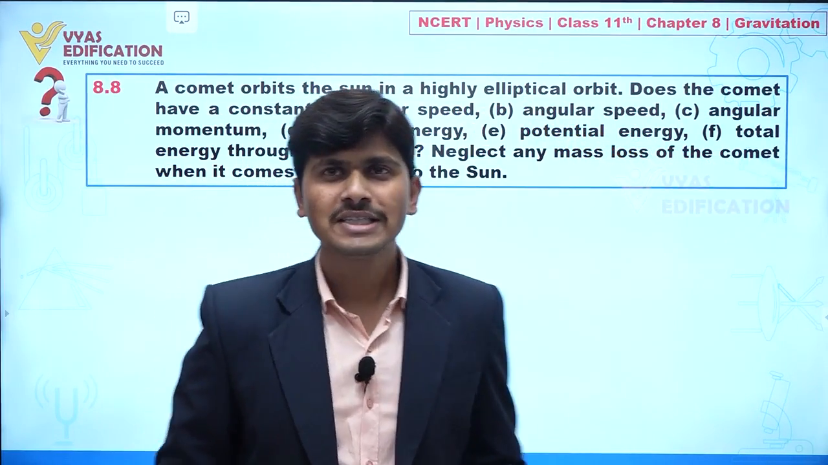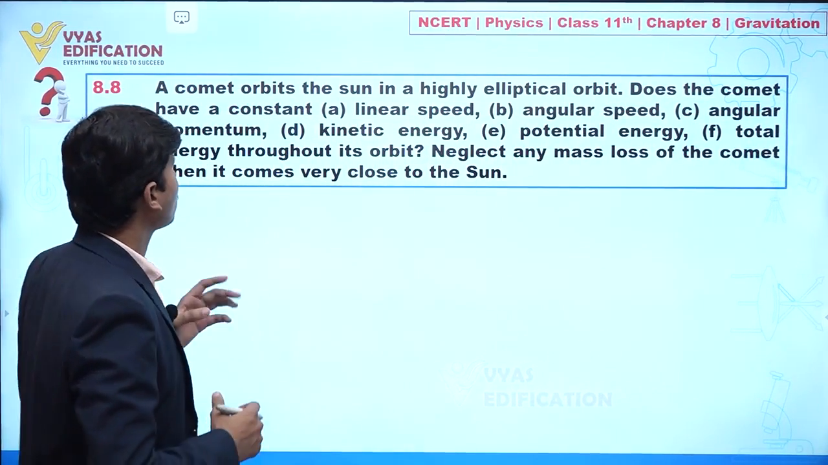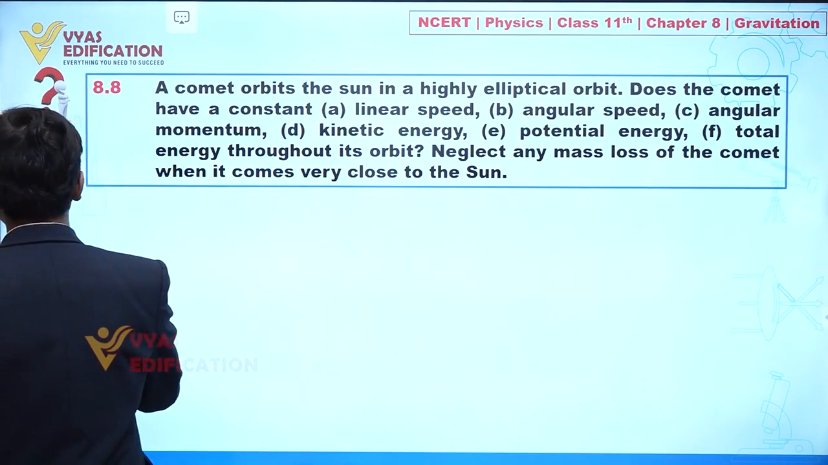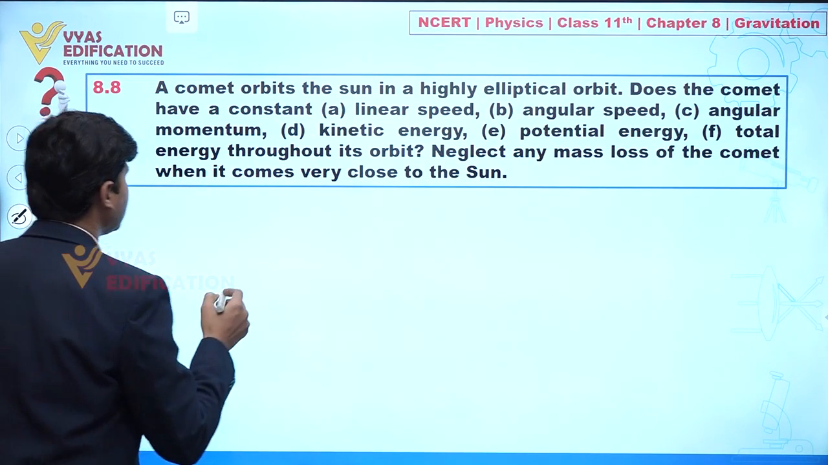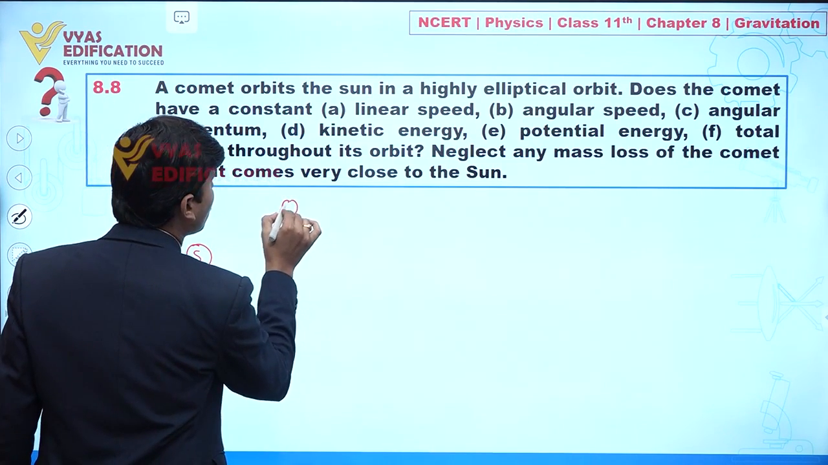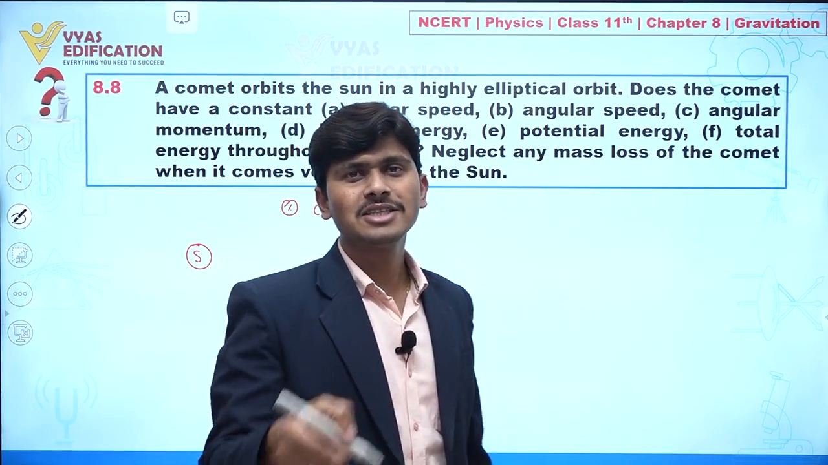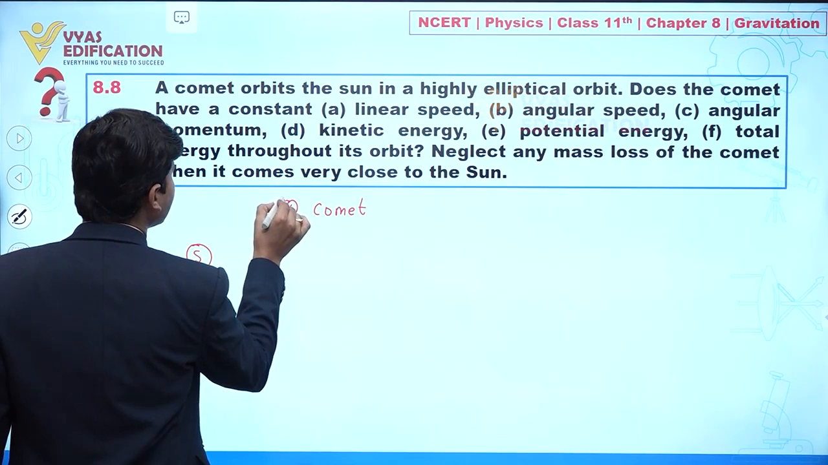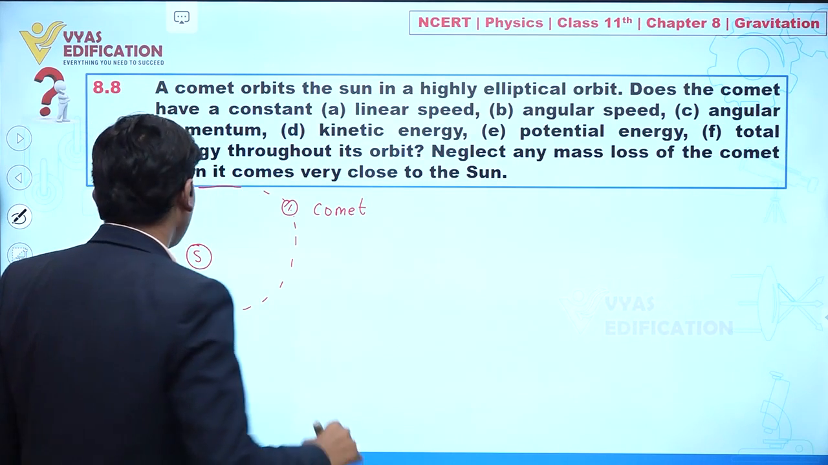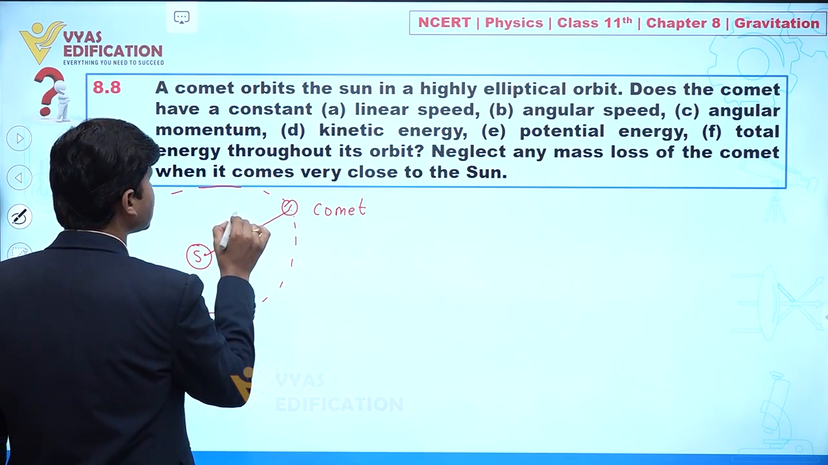Now dear student, we are going to discuss question number 8.8, and in this question it is given that a comet orbits the sun in a highly elliptical orbit. Let's suppose this is the position of the sun and this is the comet, revolving around the sun in an elliptical orbit like this. This is the line joining the sun and the comet, and let's say this is r.